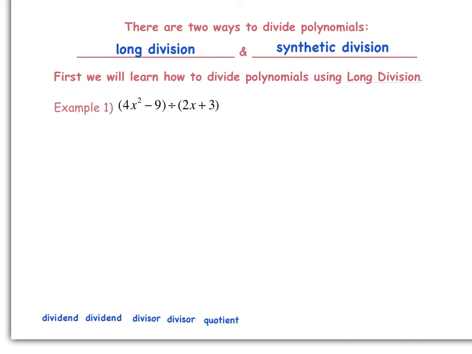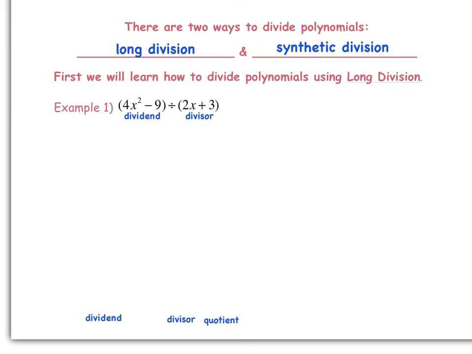We have 4x squared minus 9 divided by 2x plus 3. Now 4x squared minus 9 is called the dividend. And the 2x plus 3, what you're dividing by, is the divisor. And of course the answer we get is the quotient.